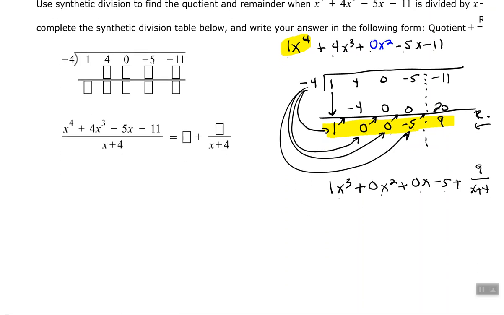Okay, so we wouldn't need all of those zeros there. We don't have to write those. So we would clean that up and write it as 1x to the third minus 5 plus 9 over x plus 4.